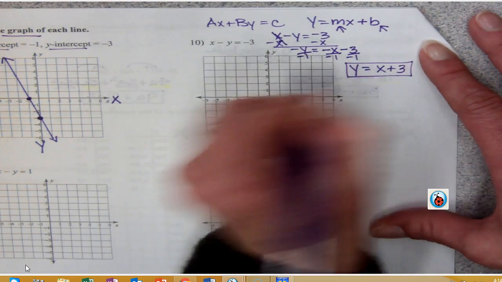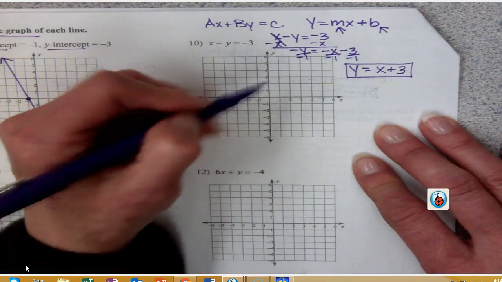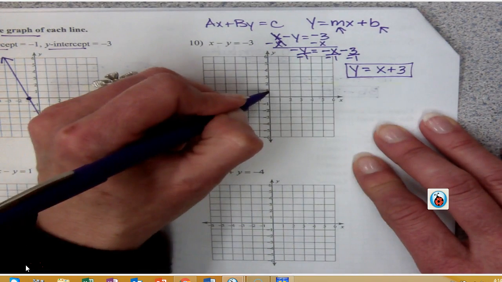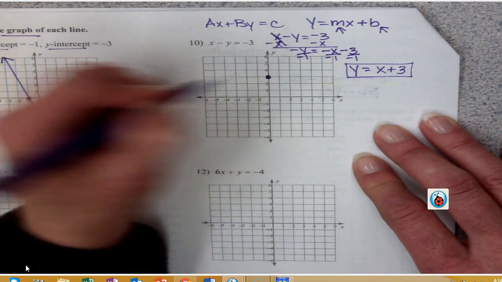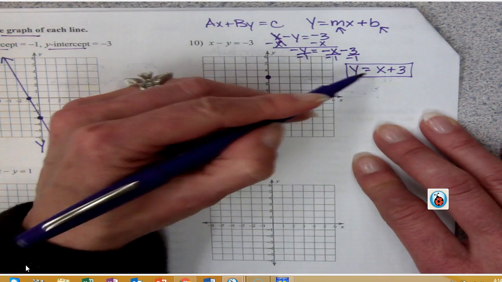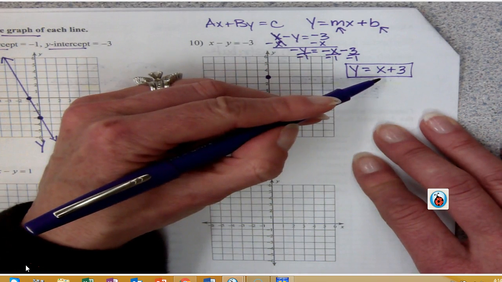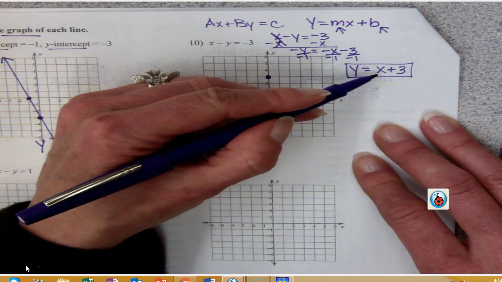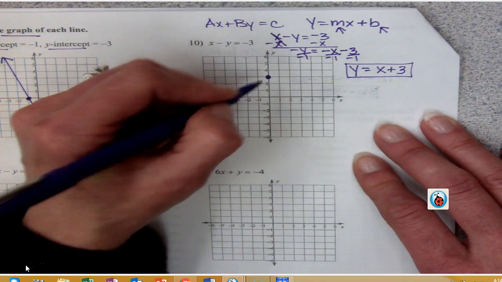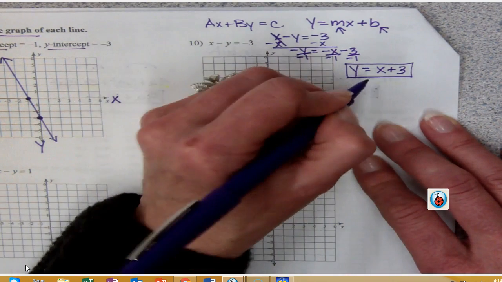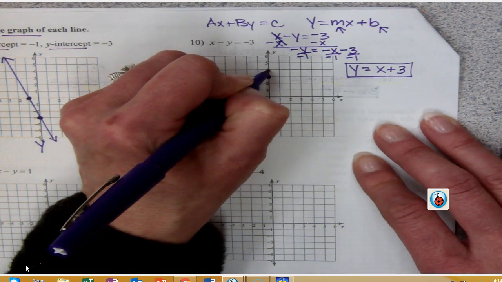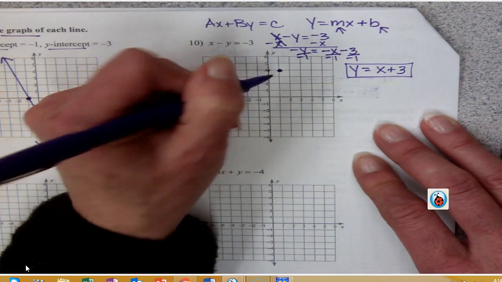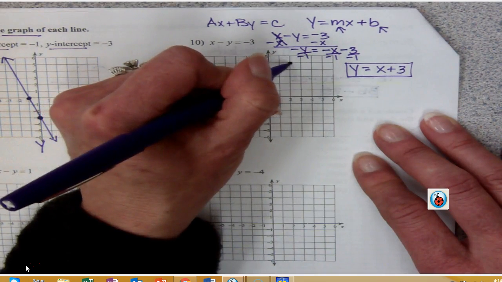So here is my line that I'm going to graph. I'm going to go up to my y-intercept, which is 3, 1, 2, 3, and plot that point. Then I notice the number in front of my x is my slope. In this case, there is a 1 in front of the x. So I'm going to go up 1, which is my rise, and my run is also 1. 1 over 1 is my slope. So that is my rise over my run.